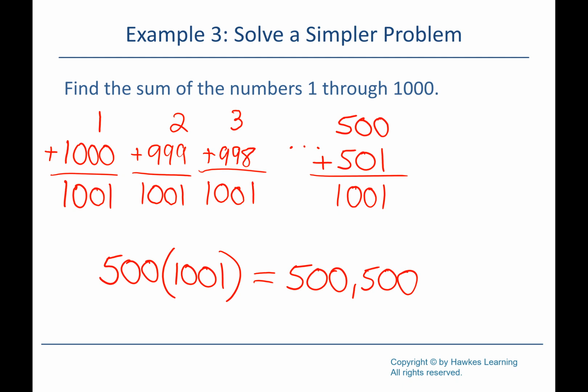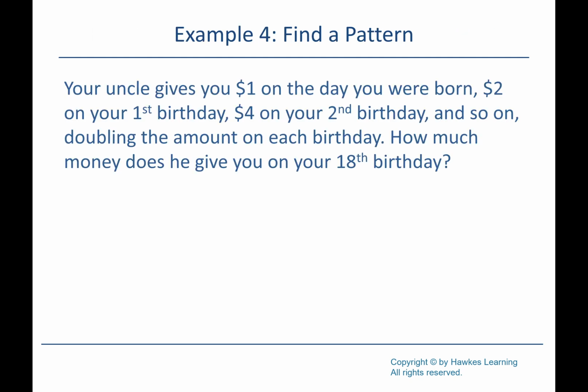Questions there? Okay. Well, all right, let's see what's next. Look at the next one here. All right, this one tells us our uncle is going to give us $1 on the day we're born, $2 on our first birthday, $4 on our second birthday. Keep doing that pattern where he's doubling the amount on each birthday. What we want to know is how much money we're going to get on our 18th birthday.